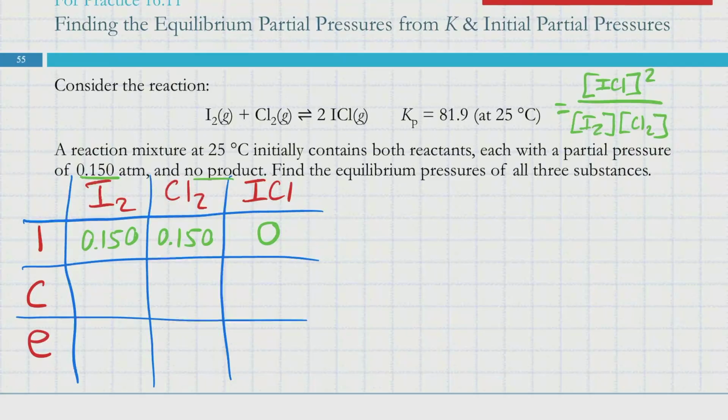I already drew out the ICE table, and based on our coefficients, the stoichiometry that we have in our reaction, we can add in change values. So iodine and chlorine are both reactants, so they're going to be decreasing. So negative x, since they both have coefficients of 1. Our product has a coefficient of 2, so it's going to go up by twice the amount that our reactants go down.